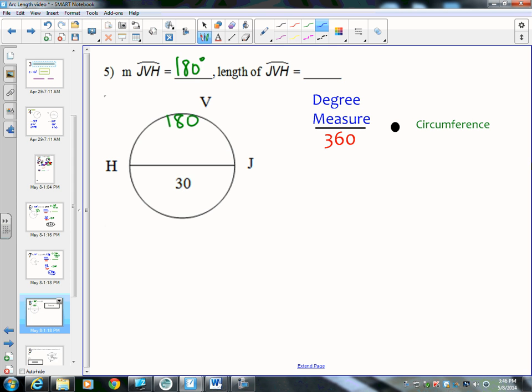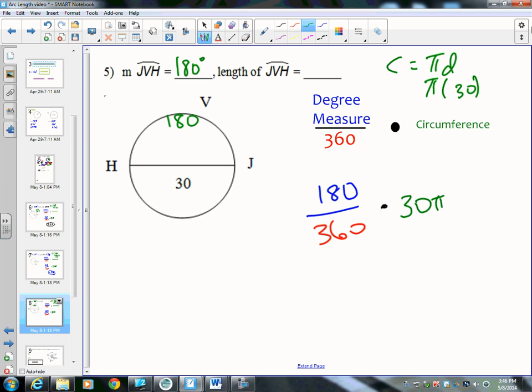So our formula, degree measure divided by 360 times circumference. Degree measure is 180. We divide by 360, and we multiply by the circumference. The circumference is equal to pi times diameter. In this case, the diameter is 30. So pi times 30, which is 30 pi. We can go ahead and multiply these together. First, 180 divided by 360, and then you multiply that by 30. Again, we'll leave in terms of pi. We get 15 pi.